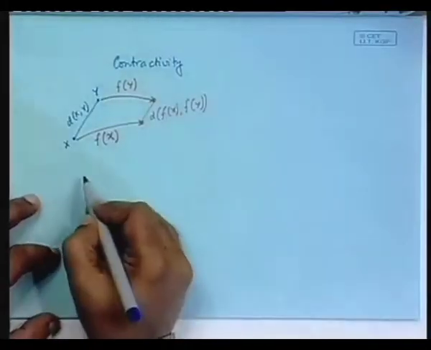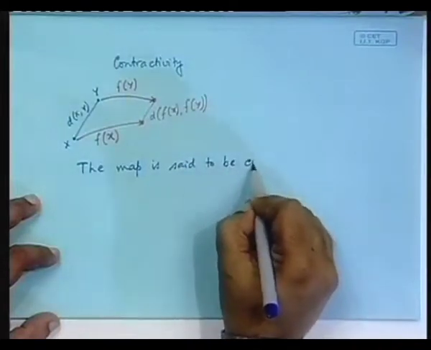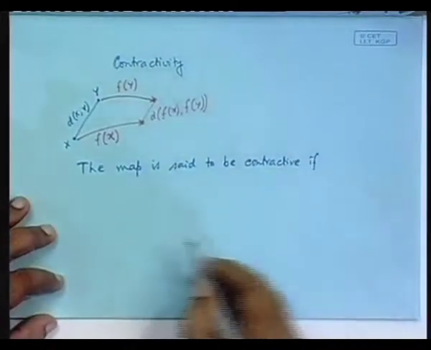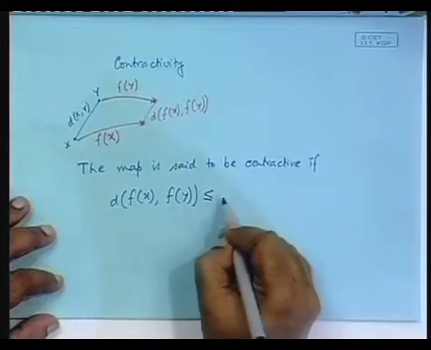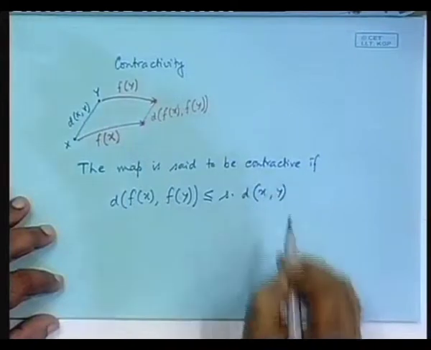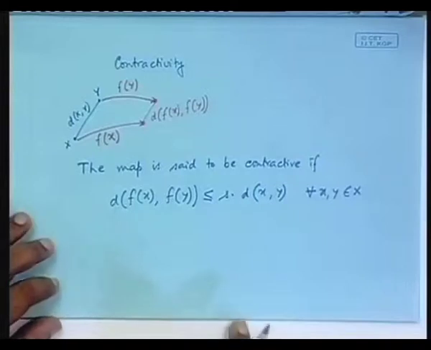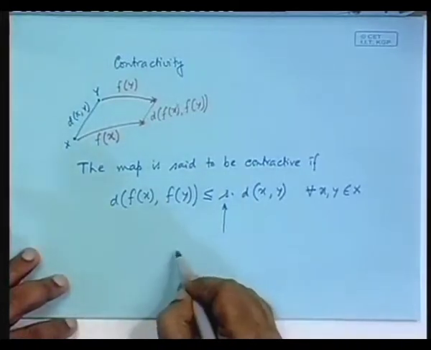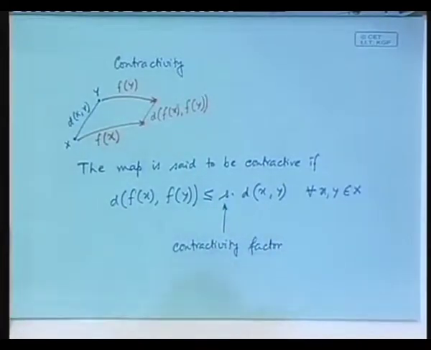common sense thing. Okay. So, it is contractive, or it is said to be a contraction mapping, if d of f x, f y is less than or equal to some s times d of x y, for every x, y a member of the set X. Now, this s is called the contractivity factor. Fine.